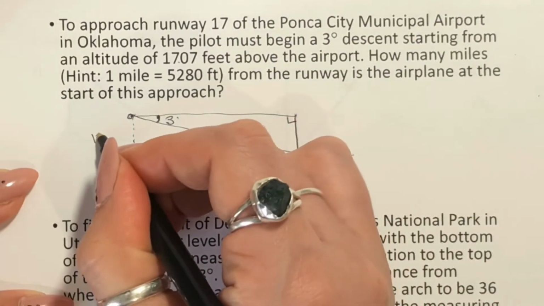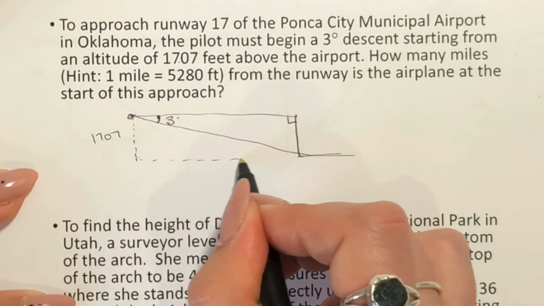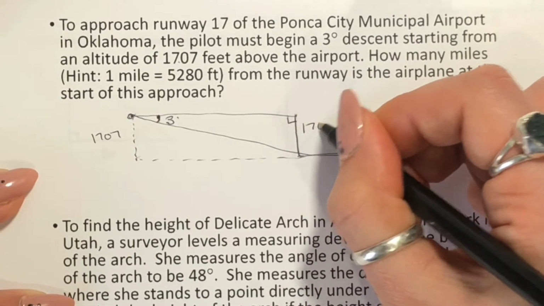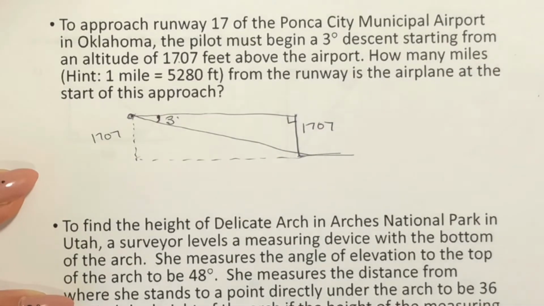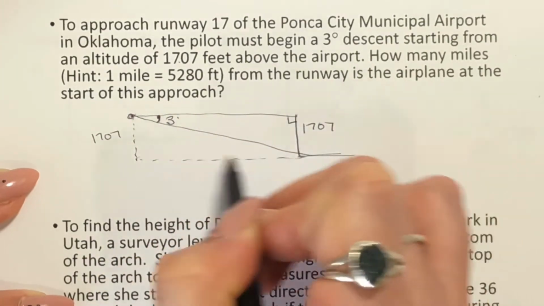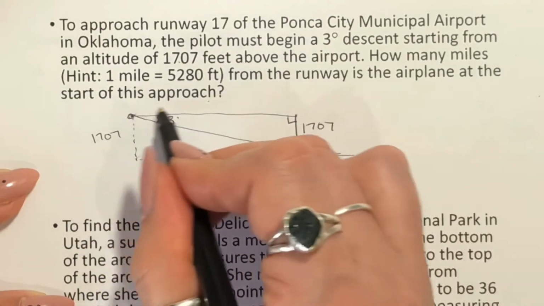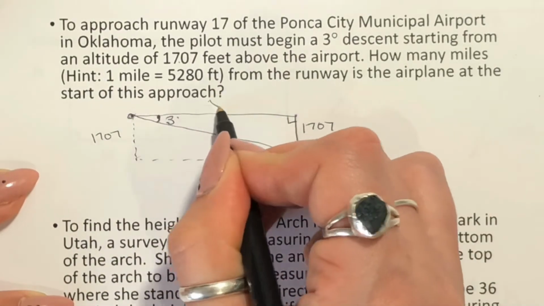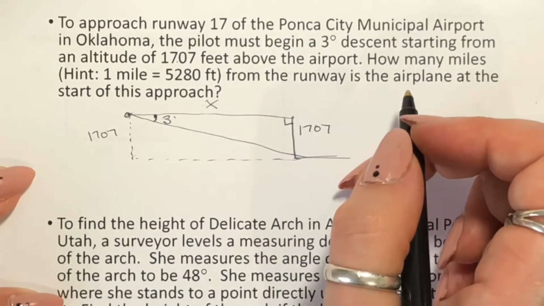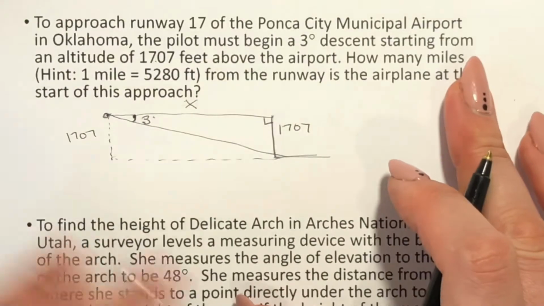And they've told us that right now, the airplane, when it starts descending, is at an altitude of 1,707 feet. So if this is 1,707, again, the nice thing is if this is our ground, we've just made a rectangle. So this is also 1,707 feet. And they want to know how many miles away from the runway did that airplane need to start its approach. So how far is this distance before it starts descending down? Probably an important thing to know, right? We don't want our pilots missing the runways.